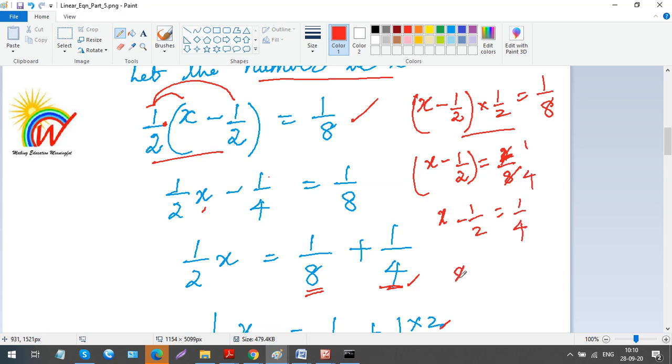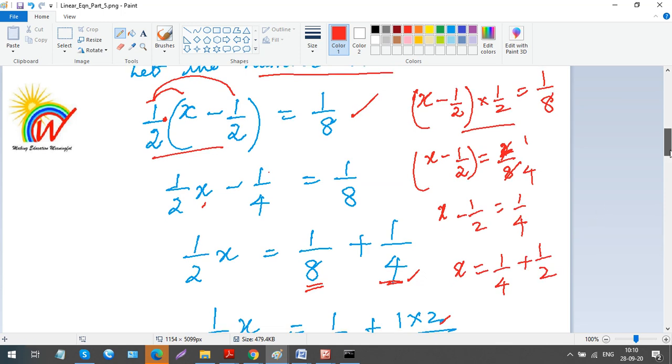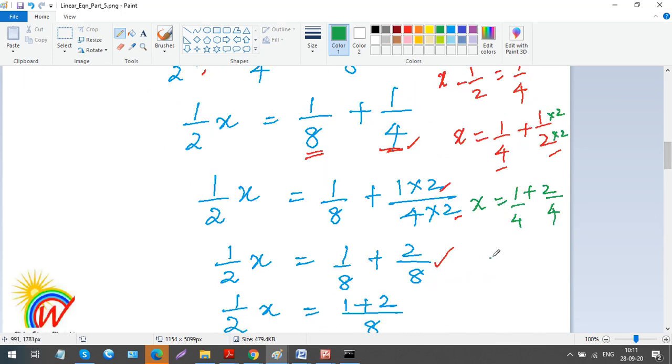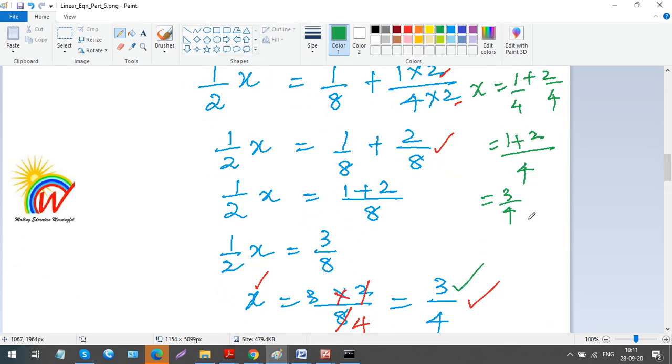Or I can say x is equals to 1 by 4 plus 1 by 2. Now you see, if I want to add them, I'll have to make the denominator same. Here it's 4, here it's 2. So let me make this 2 also as 4. So I can multiply this by 2, right? Only then it will become 4. So I get x is equals to 1 plus 1 into 2 is 2 divided by 4 here and divided by 4 here. So this actually gives you 1 plus 2. I can write the 4 directly, which gives you 3 by 4. So that is what you got the answer earlier also, right? So you can do it either ways.